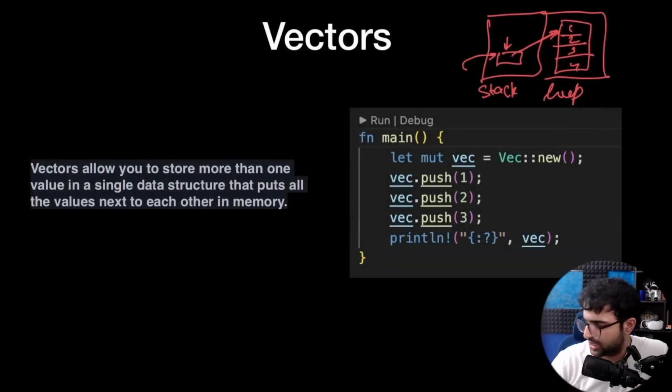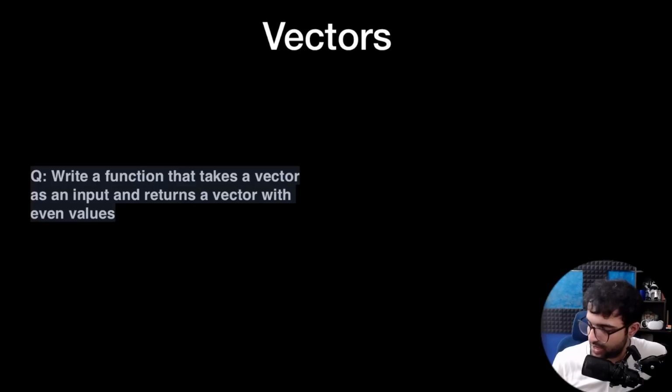The question is, how can you get values inside a vector? How can you index the first element, the second element, and so on? And this is where, let's sort of solve this via assignments. The very first assignment is, can you write a function that takes a vector as an input and returns a vector with even values from it? It takes a vector as an input, returns another vector which has only the even values.